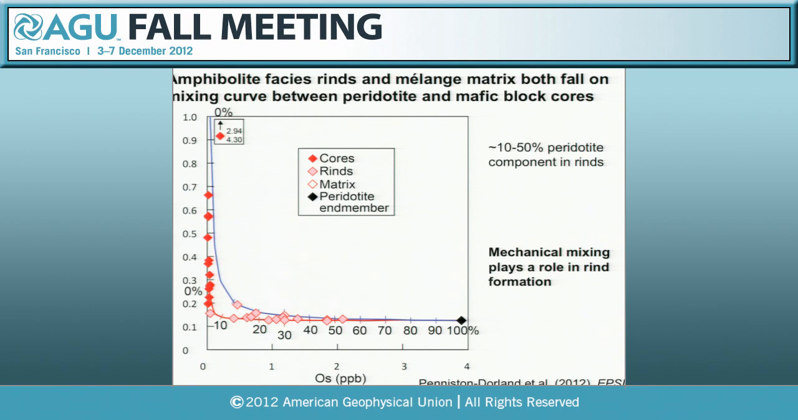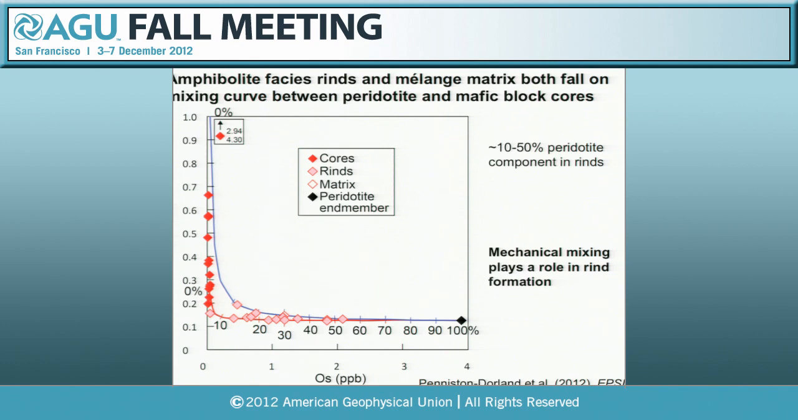These highly siderophile elements, nickel and chromium, are all elements that are thought to be relatively immobile in fluids. And so we hypothesize that their elevated concentrations might be due to some sort of mechanical mixing of peridotite-like material. To test that hypothesis, we did some mixing calculations, and we show the results here with 187/188 osmium versus osmium concentrations, mixing between a peridotite end member and the range of compositions for the mafic cores.